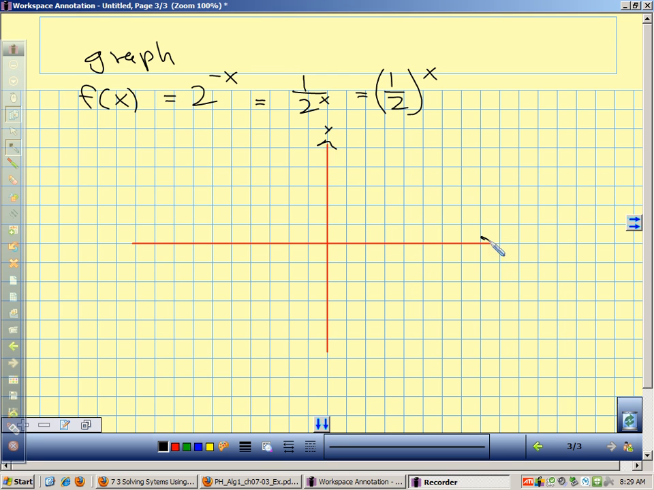We have y and x. We know it's going to go through the point (0, 1), so it's going to go through this point, and we'll calculate some additional points. So let's calculate f of 2. F of 2 is 2 to the minus 2. I'm putting in 2 up here for x, equals 1 over 2 squared, equals 1/4. So f of 2 is 1/4.